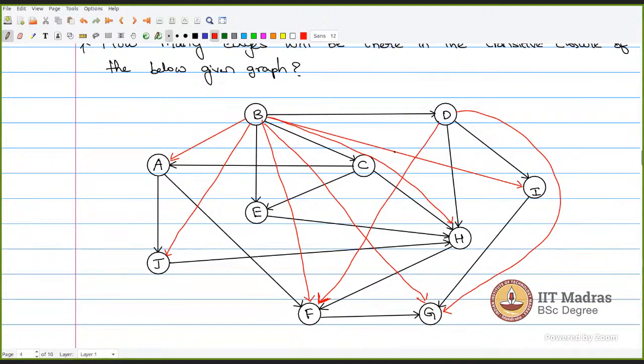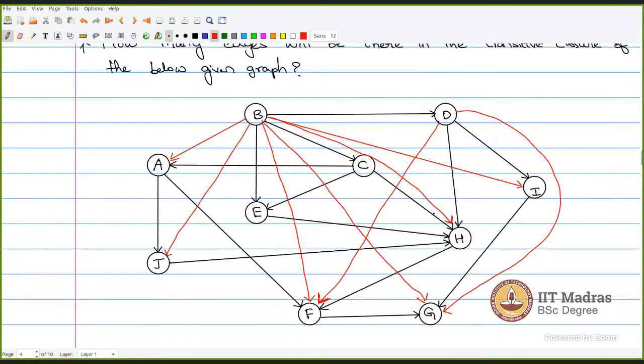Transitive closure is defined only if it is connected through some intermediate nodes; then only can I make a direct connection. After making the direct connections, once you are done with every vertex, once you are done with adding all these edges, then that particular graph will become the transitive closure.